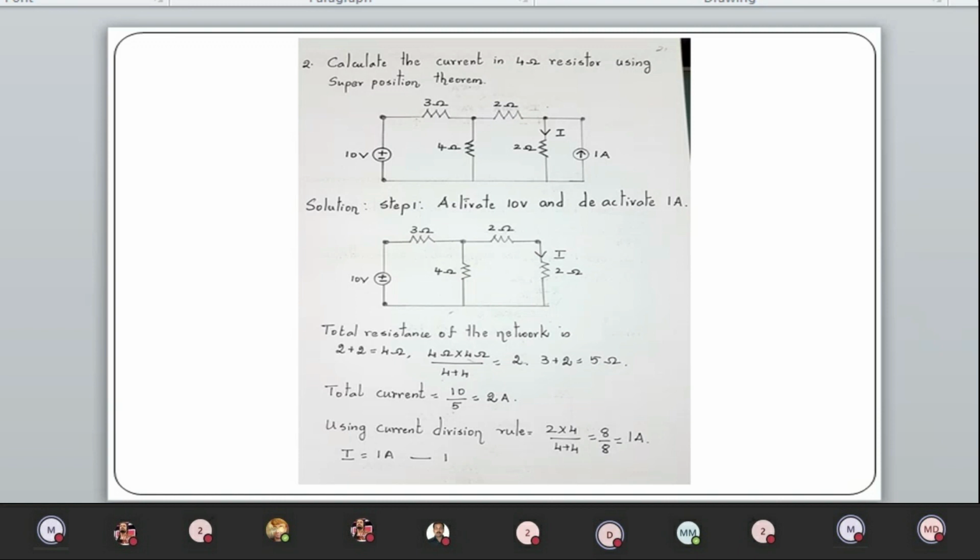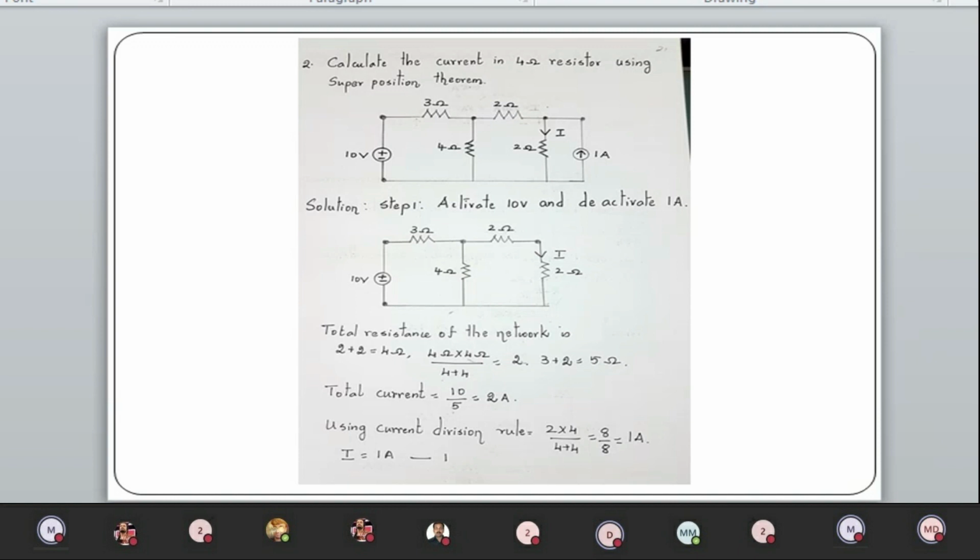What does the superposition theorem say for a network? It is only for linear circuits; non-linear circuits will never obey superposition. Keep that in mind. For a linear bilateral network activated by two or more sources, the current through any element or voltage across any element is equal to the algebraic sum of the currents or voltages when each source acts independently. When one source is activated, the other sources are deactivated.